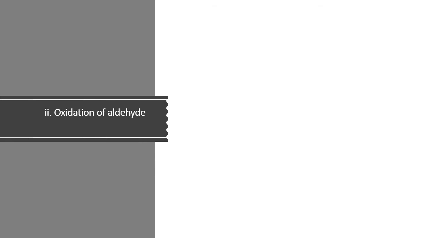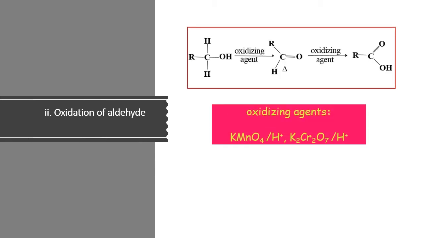Next, oxidation of aldehyde. Primary alcohol undergoes oxidation with oxidizing agent to form aldehyde. Aldehyde undergoes oxidation to form carboxylic acid. Example of oxidizing agent, potassium manganate in the medium of acid and potassium dichromate in the medium of acid.